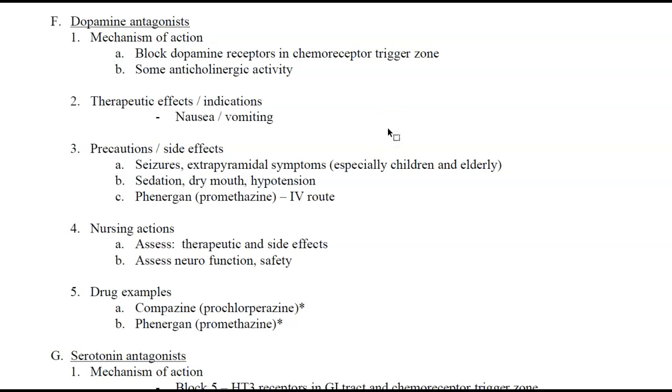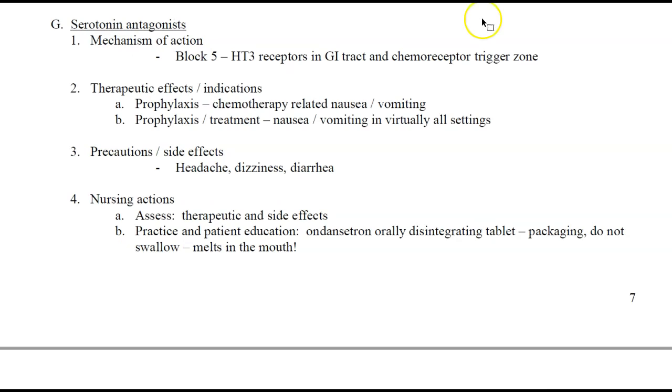The drug examples that we need to remember are prochlorperazine and promethazine. The most common one that we see clinically is actually promethazine. Next, serotonin antagonists. Let's recall what serotonin does. Serotonin affects emotion and motor skills, and it can stimulate nausea.